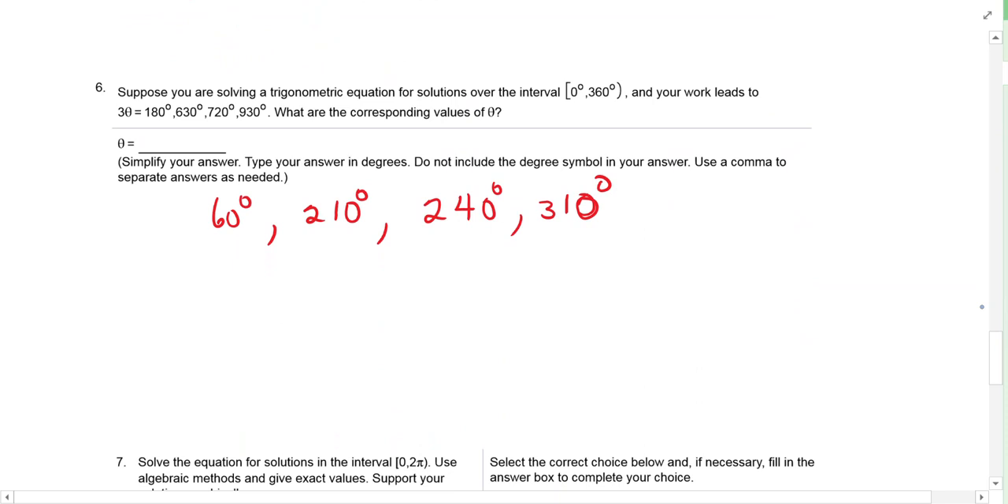Number 6. You are solving for over 0 to 360, and you've got 3 theta equals 180, 630, 720, 930. What are the corresponding values of theta? Well, you need to divide by 3. That's all you do all the way across: 60, 210, 240, and 310.